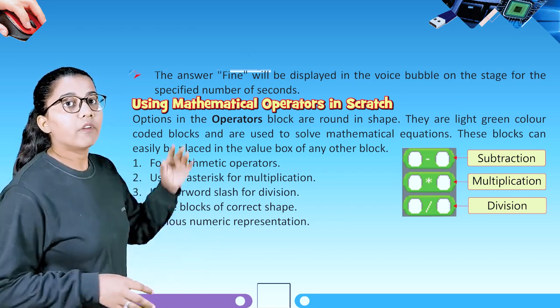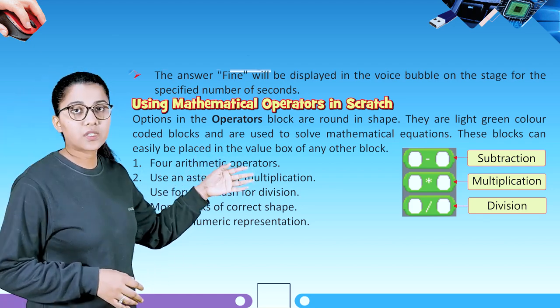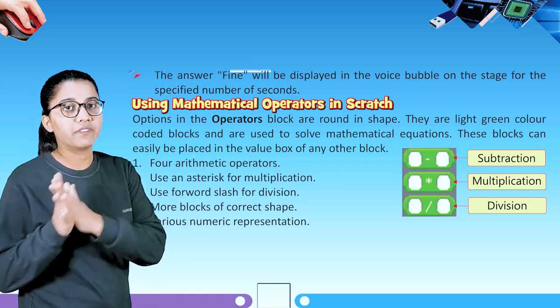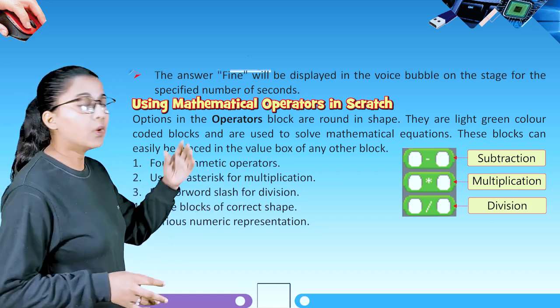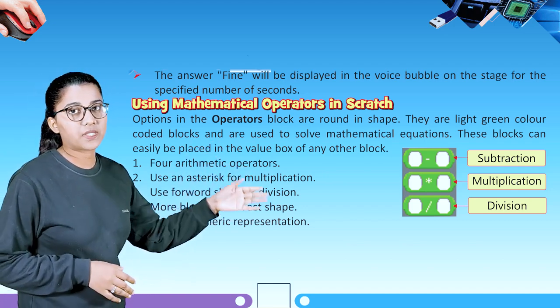So, first, for arithmetic operators. Second, use an asterisk for multiplication. Third, use forward slash for division. And fourth, modulus block for remainder. And fifth, various numeric representation.